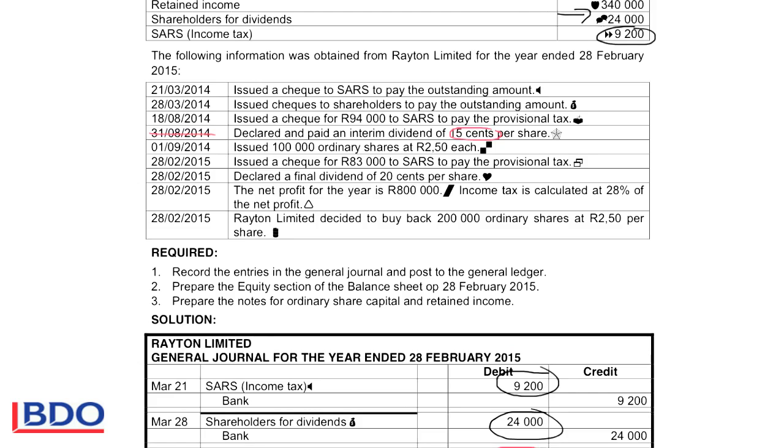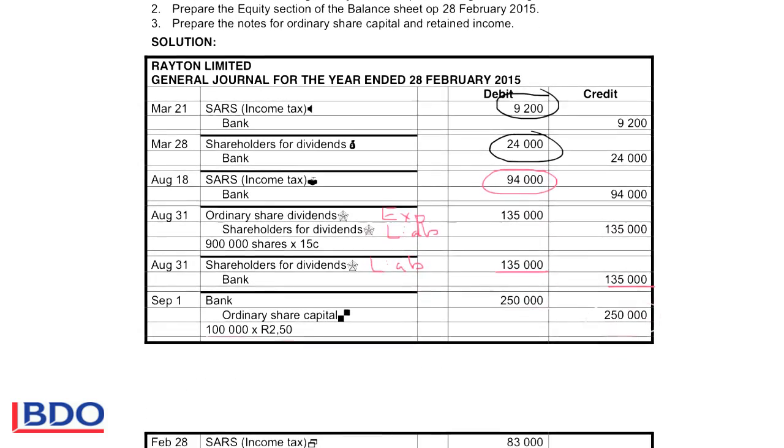Issued a check for 83,000 to SARS to pay for provisional tax. So that means that we pay to SARS again provisional tax at the end of the year. So we do a little income statement at the end of the year, determine what is the difference between the income and expenses, work out what is the profit, and calculate 28% on that, and we will send that figure to SARS. So it means that we issue a check again for 83,000 at the end of the financial year to pay SARS as provisional tax payment.